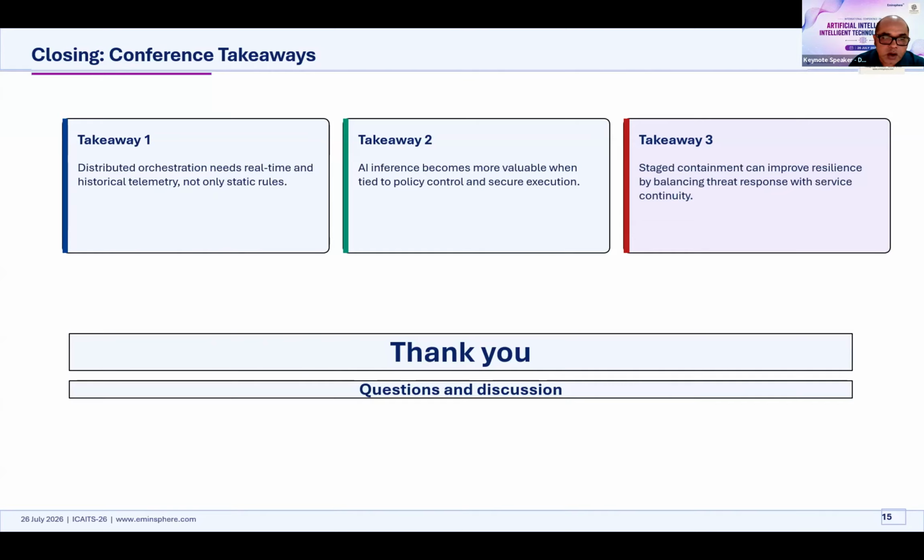Ultimately, the contribution I wanted to share today is the integration of this capability into one adaptive framework: telemetry, inference, policy control, security, synchronization, and continuous optimization.